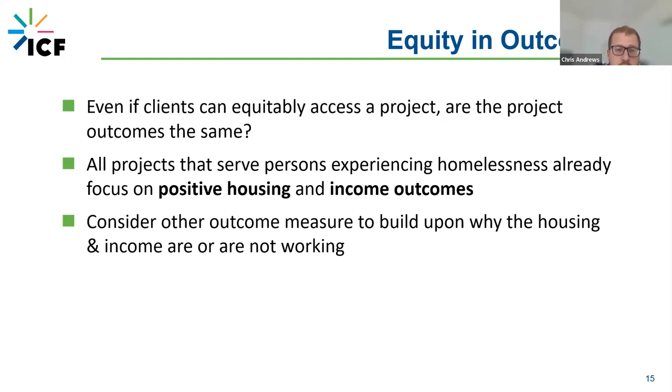Is everything focused on housing and income outcomes? And what other outcome measures can you look at? Are there other intermediate outcome measures or other outcome measures that you want to make sure that you're targeting, including as you're thinking about what metrics and outcomes you should be setting for your program?